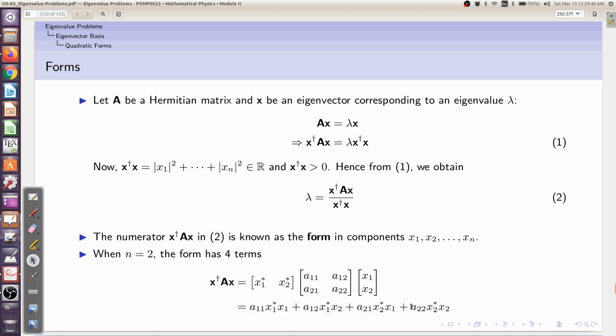You can verify this for yourself. Just multiply all of these and you'll get these 4 terms. So when n is equal to 2, this quantity is called the form. What is a form? The form is the numerator of equation number 2. You can use the form to find the eigenvalues. So this will have 4 terms when n is equal to 2.